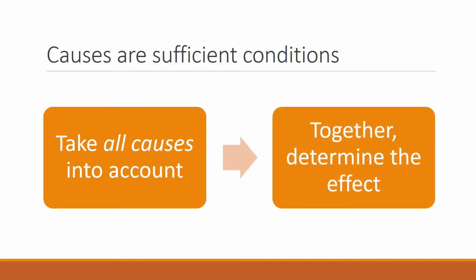So when we say that something is a sufficient condition, that means as long as that condition is there, it's sufficient for the effect to be there. There might be other ways to get the same effect, but this cause is sufficient. So if we consider all the causes of an event, together they're sufficient to determine that the event will happen exactly as it does. So once we know all the causes of a house burning down, those causes together determined that the house would burn down exactly the way it did.